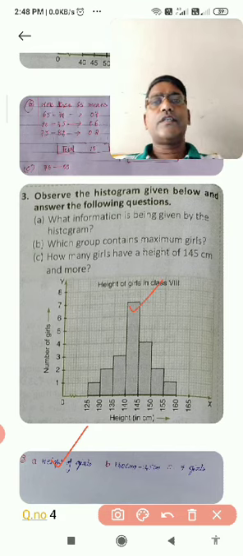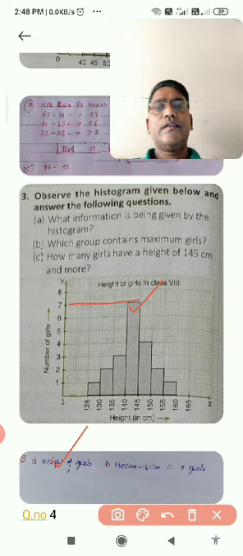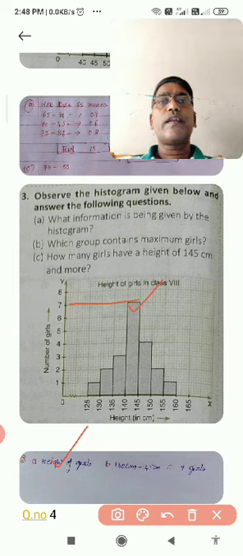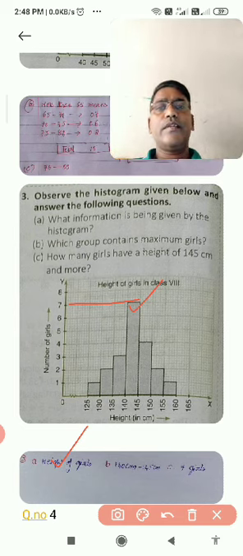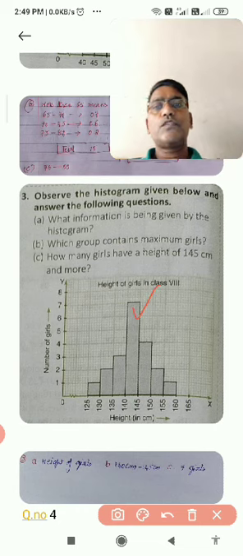This is, you see, observe from here to here, 7. So 7 girls. This is the C question. Which group contains maximum girls? Which group? I mean you are writing the interval here. Clear to you? This group interval is 140 to 145. You see, 140 to 145.